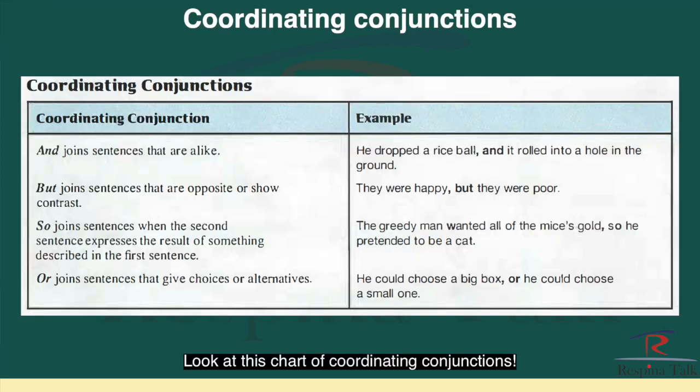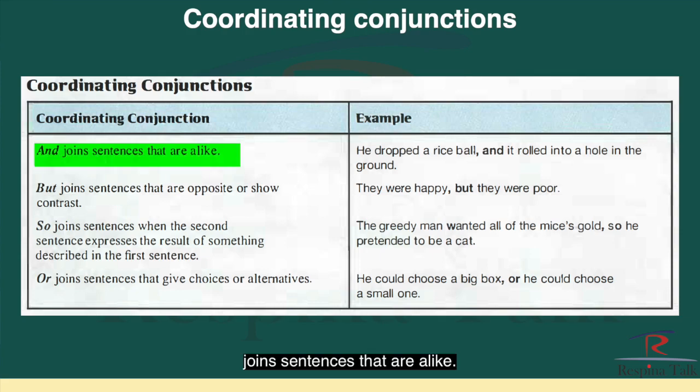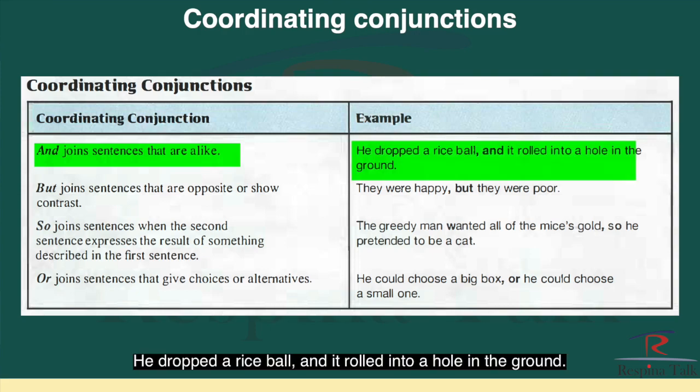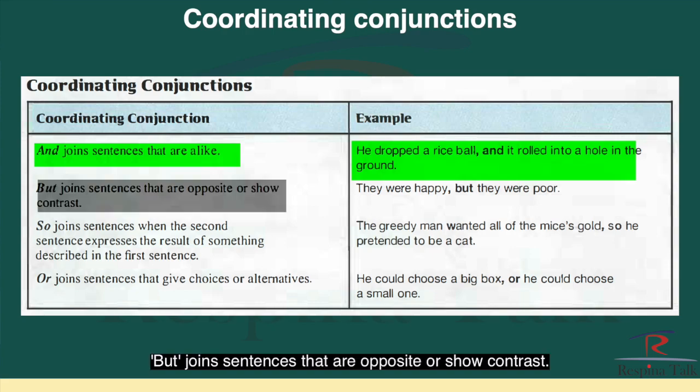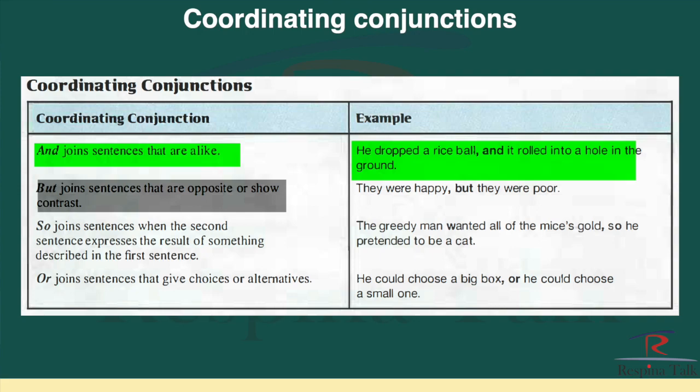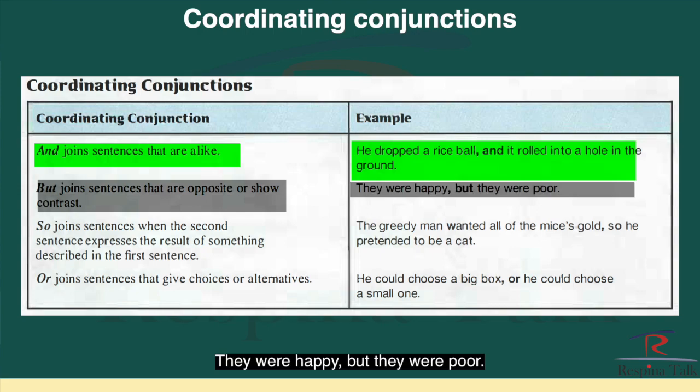Now look at this chart of coordinating conjunctions. Look at the coordinating conjunctions first. And joins sentences that are alike. For example, he dropped the rice ball and it rolled into the hole in the ground. These 2 sentences are alike. But joins sentences that are opposite or show contrast. For example, they were happy, but they were poor.